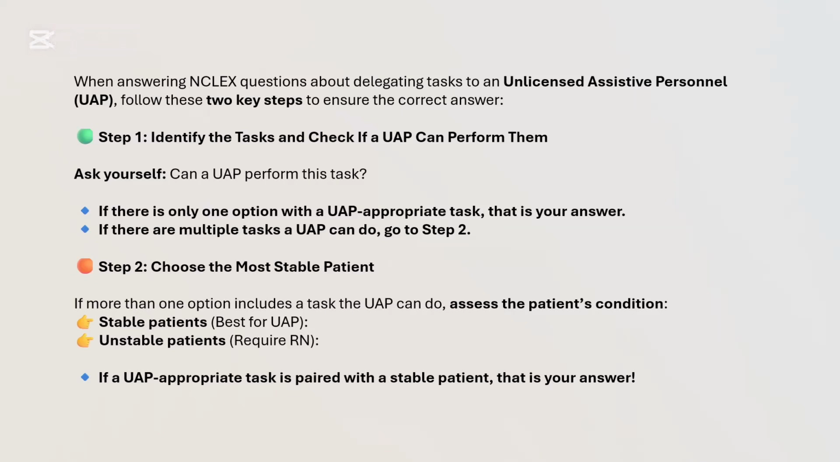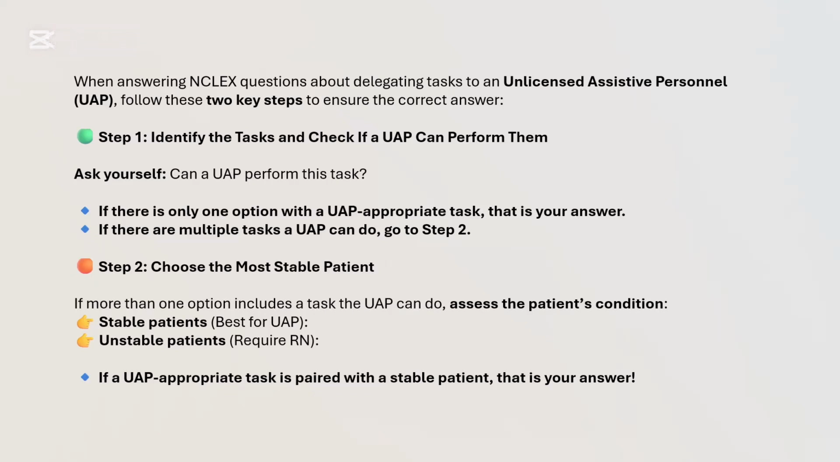Step one is to identify the tasks and check if a UAP can perform them. When you identify the tasks, ask yourself, can a UAP perform these tasks? There are two things that can happen from step one. If there's only one option with a UAP-appropriate task, that is your answer. You don't need to think about the condition of the patient. If only one of those tasks is something the UAP can do, and the others the UAP cannot do, automatically that's your answer. It makes the process very easy, without thinking about whether the patient is stable or not.